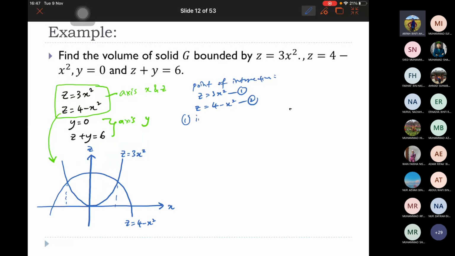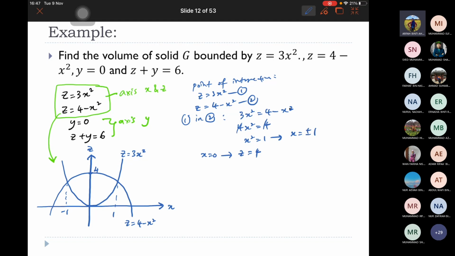So 1 in 2 akan dapat 3x squared sama dengan 4 tolak x kuasa 2. Okay. 4x kuasa 2 sama dengan 4. So x kuasa 2 sama dengan 1, x sama dengan tambah tolak 1. So ni negatif 1 and this one is 1. Okay. So bila x sama dengan 0, z akan sama dengan 4. So yang ini adalah, dekat sini adalah 4 over there.